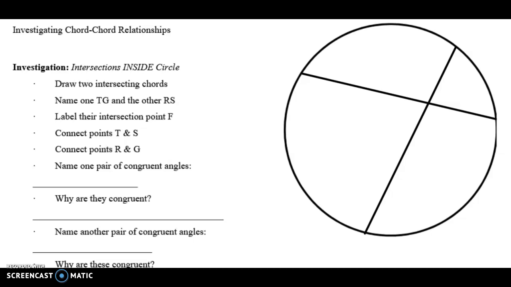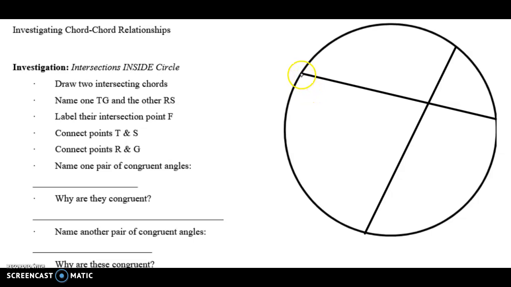Okay, we're going to start with chord-chord relationships today, and this is one of the power theorems in geometry. I just want to show you where it comes from. You don't have to pay attention to the stuff on the left. But if you have a circle and you have two chords that are intersecting on the inside, there's a special relationship that happens with these segments created.